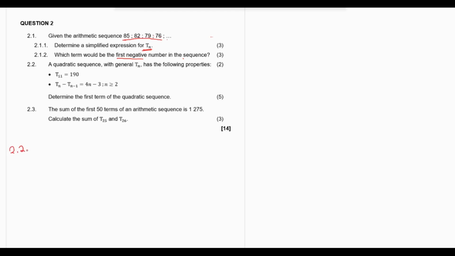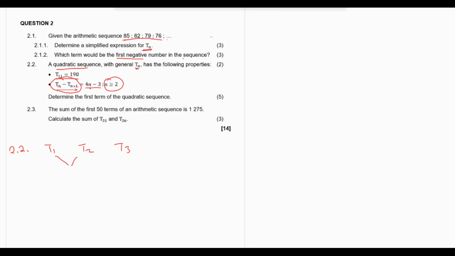Now 2.2. It says a quadratic sequence with the general term Tn has the following properties: T11, term number 11, is 190, and Tn minus Tn minus 1 is 4n minus 3, where n is greater than or equal to 2. So we know the properties of a quadratic sequence. We have T1, T2, T3, T4, going on like that. Now the first differences, like T4 minus T3, T5 minus T4, T2 minus T1, like that.